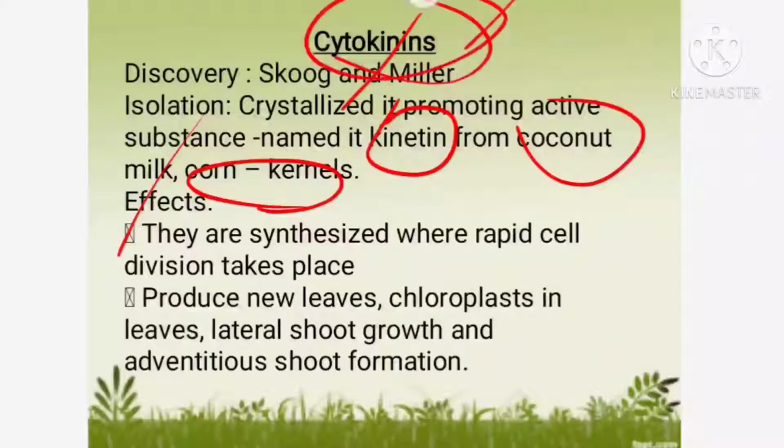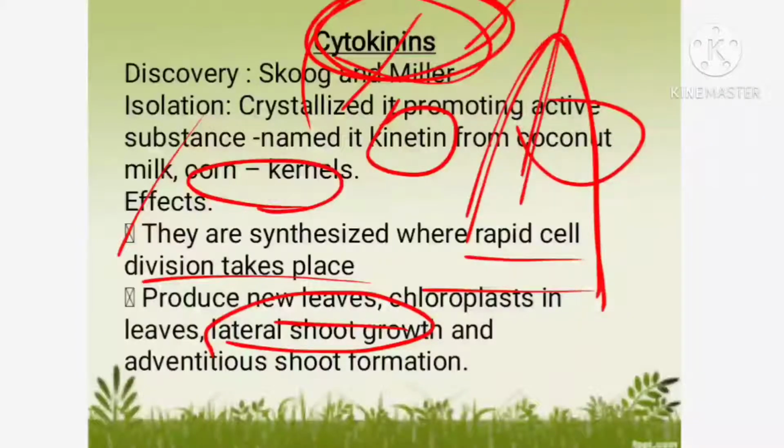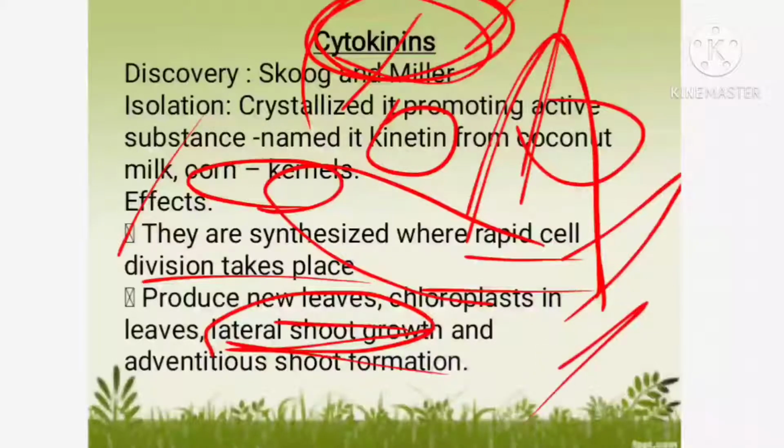Now, what are the effects of cytokinin? What is the role of the cytokinin hormone in plants? They are synthesized where rapid cell division takes place. Wherever rapid cell division takes place, obviously it will be the meristematic region. So in the meristems, lateral as well as apical meristems, cytokinin is produced. They produce new leaves, help in the synthesis of chloroplasts, and lateral shoot growth. I told you auxin helps in apical dominance, so they grow lengthwise, but when you apply cytokinin, the lateral growth will be more, because cytokinin helps in the development of lateral growth.